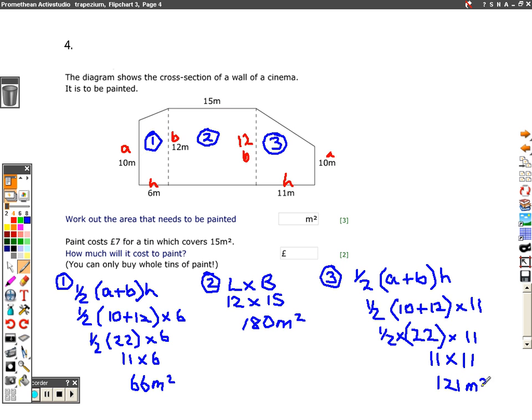Now make sure then, to find the total area, you want to add 66 metres squared, 180 metres squared, and your 121 metres squared. When you do that, it gets you a total of 367 metres squared.